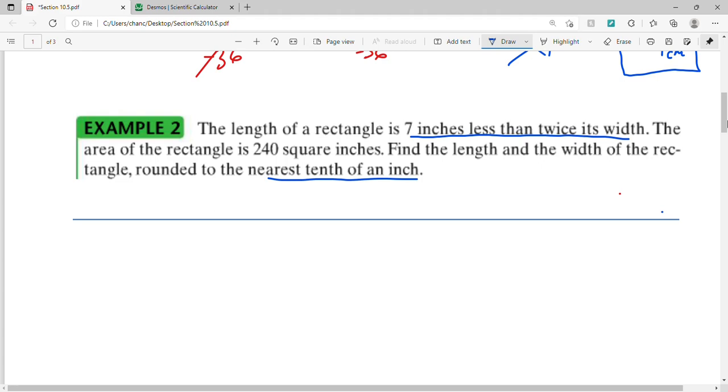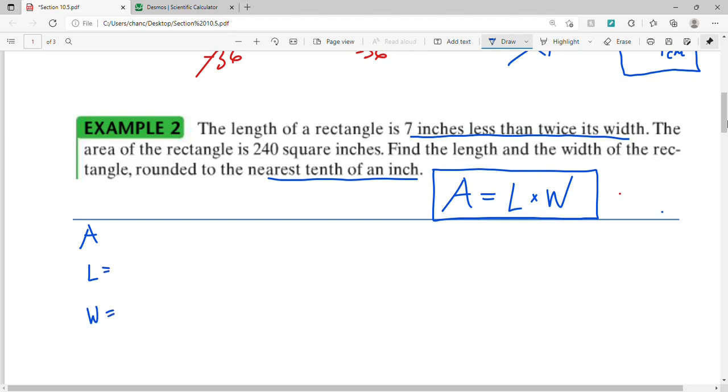So the first step is to remember the formula for the area of a rectangle, and that's length times width. This is a formula that you should remember. The area is length times width. I will list down my variables A, L, and W. In the question, we're given the area. The area is given to be 240 square inches, so I'll write 240.